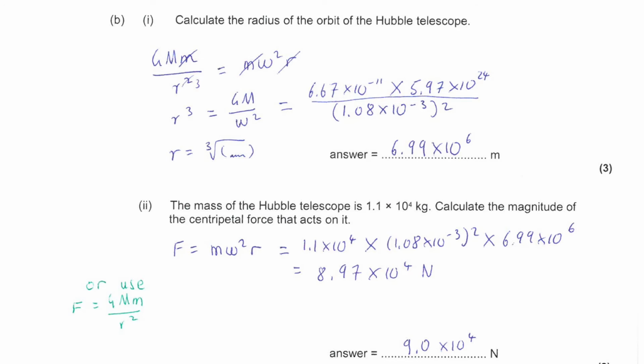The last part of the question gives you the mass of the telescope and asks you to find the magnitude of the centripetal force. Since we've been working with angular speed already in this question, it makes most sense to use F equals m omega squared r. There would be no sense really in using mv squared divided by r here. That would just lead to more work. So the mass of the telescope times omega squared times the radius of the orbit leads us to an answer of 8.97 times 10 to the 4 newtons.